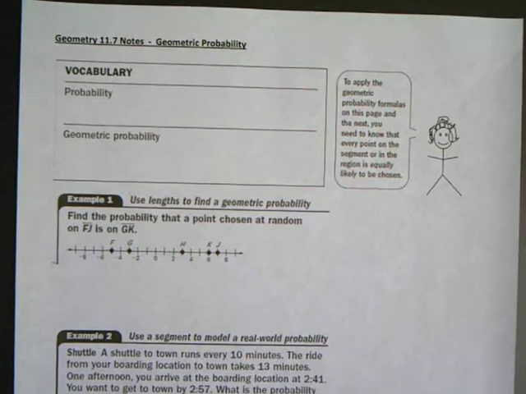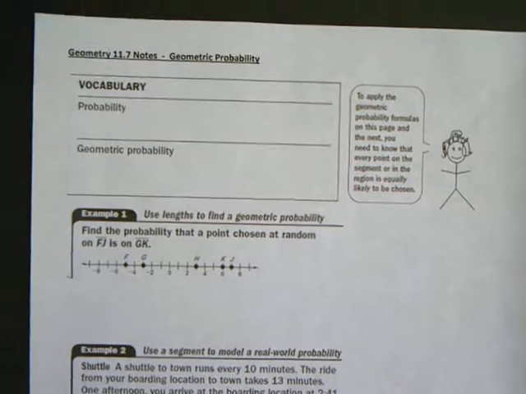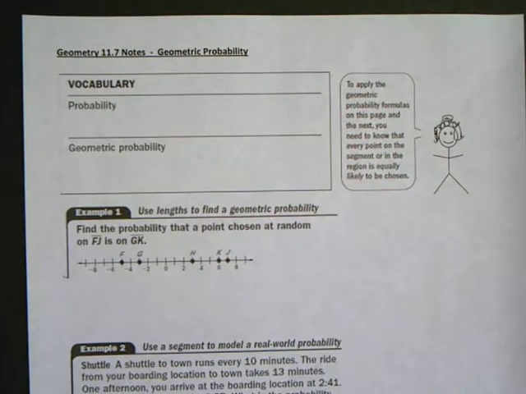11.7 notes is over geometric probability. And geometric probability is done the same way you do any other type of probability problem, except we're focusing on length or area, some type of measurement. So let's go ahead and define the two just so you can see what the similarities and differences are between them.